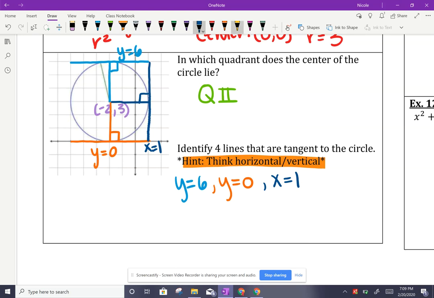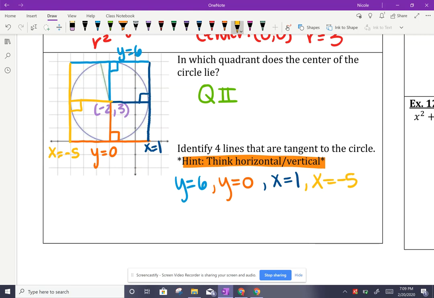Keep that in mind. And then the last one, I can go on the other side, do the same exact thing. So counting over, that's at x equals -5. And yeah, that's going to be perpendicular to that radius as well. So like I said, there's countless ones we could find, but thinking about your horizontal and vertical lines, creating a box around your circle is the fastest way to find tangents for your circle.